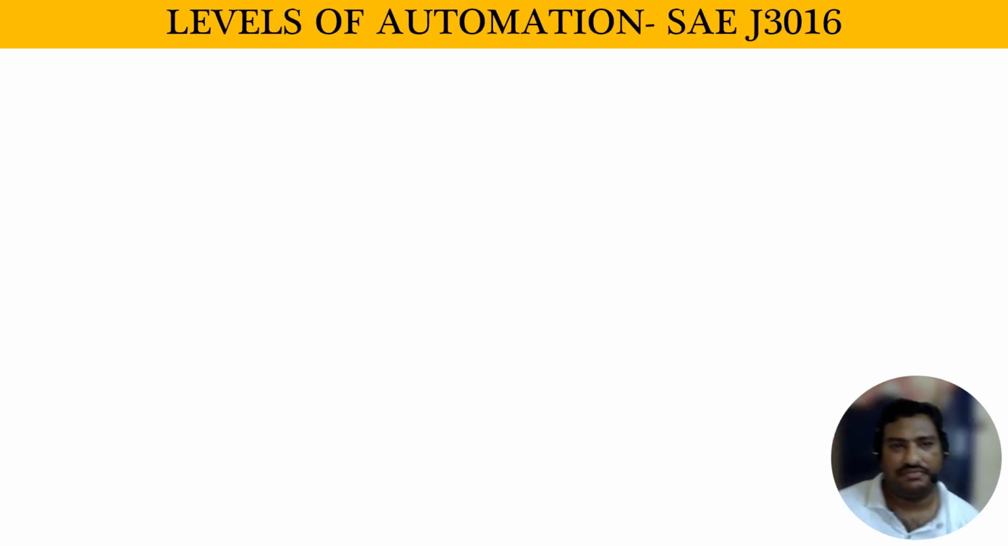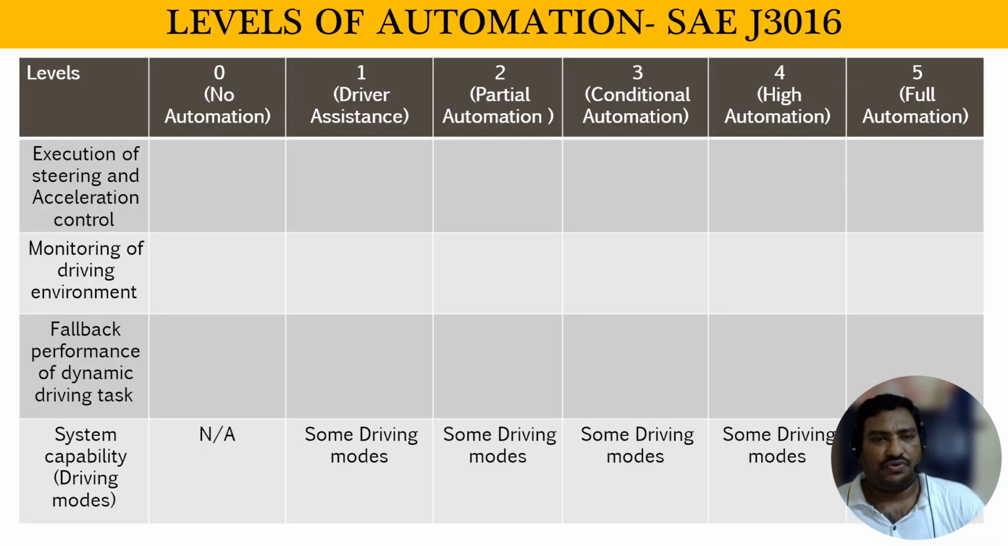Based on the automation levels, SAE designated different levels. Level 0 is no automation, level 1 driver assistance, level 2 partial automation, level 3 conditional automation, level 4 high automation, and level 5 full automation. These levels are segregated based on the performance of the vehicle on particular tasks: execution of steering and acceleration control, monitoring of the driving environment, fallback performance of dynamic driving tasks, and system capability.